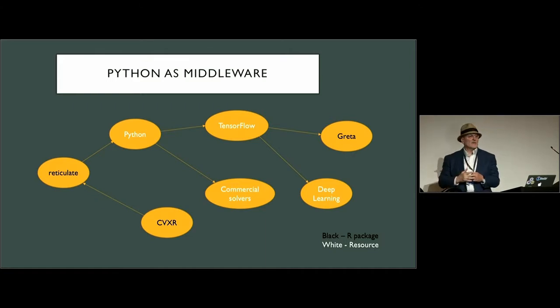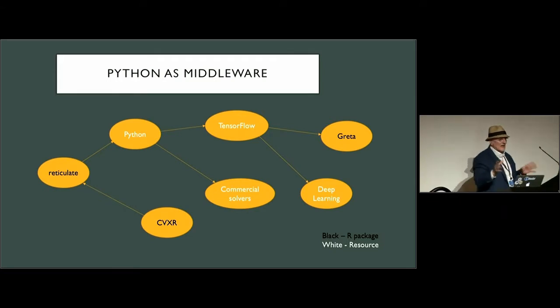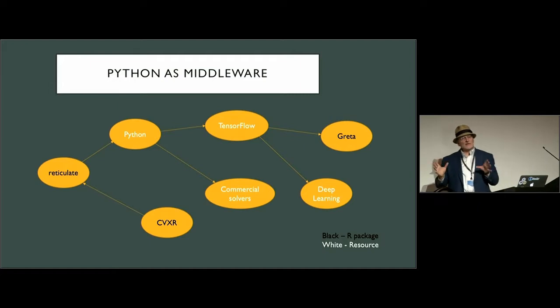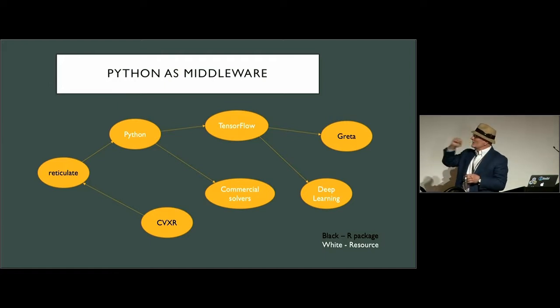Greta is an example of using TensorFlow to build Bayesian models. Down here, CVXR. CVX is a very powerful set of optimization routines, and CVXR is a DSL for describing optimization problems. What I'm showing here is that the CVXR developers used the reticulate package and TensorFlow to get access to commercial solvers available via Python but not available otherwise within R. So the dynamics are like a web of interconnectivity, where all kinds of things are coming together to make things happen.